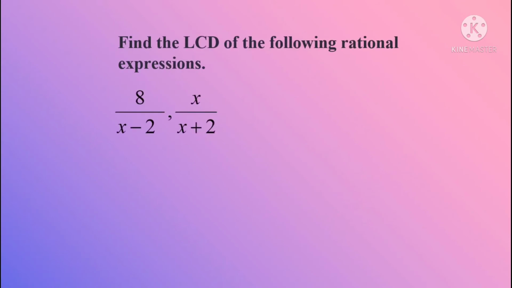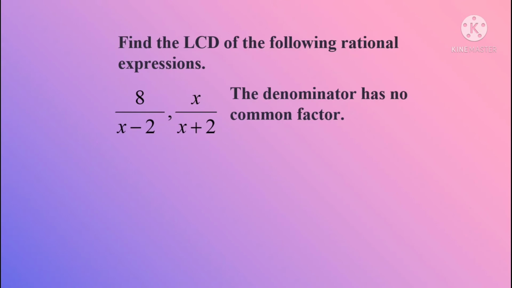Find the LCD of the following rational expressions. The denominators have no common factor. The LCD is x minus 2 times x plus 2. You will just copy the numerator.